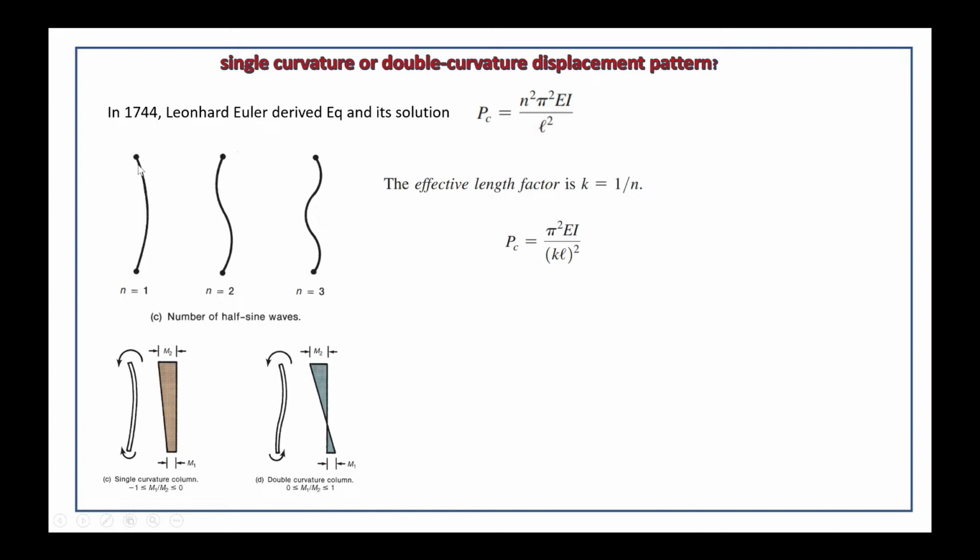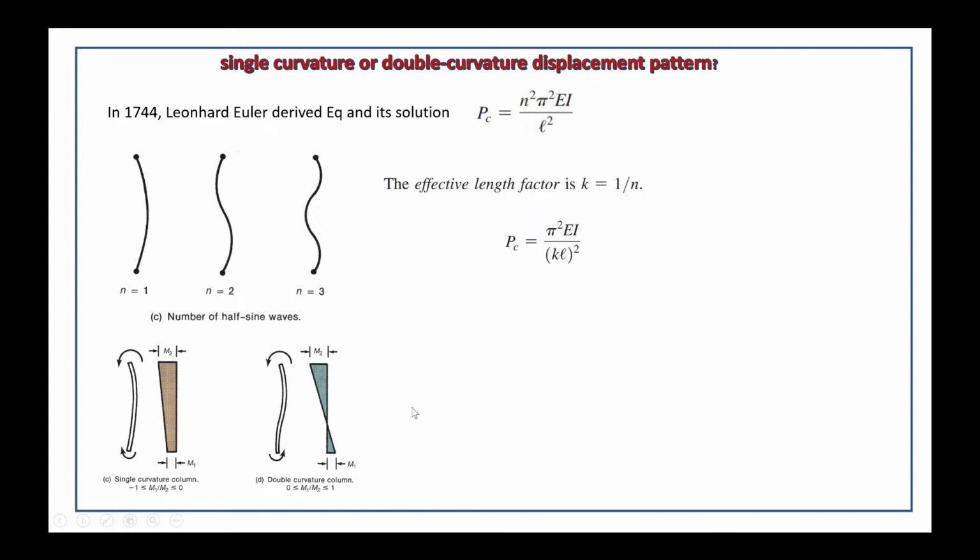This is the shape of the deformation for n equal to 1, and n equal to 2 is this shape of deformation, and n is equal to 3 is this shape of deformation. And the effective length factor is equal to 1 divided by n. So in the case n is equal to 1, 1. In the case n is equal to 2, 1 over 2. In the case n is equal to 3, 1 over 3. This is the critical load.